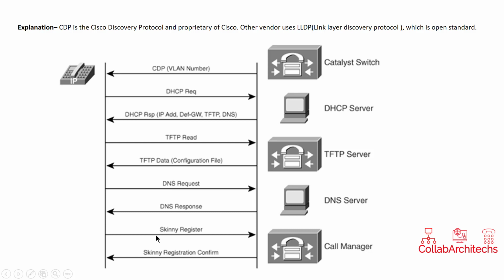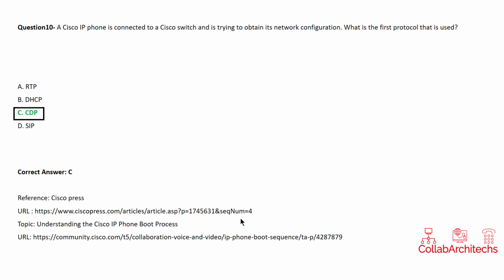Then if the IP phone firmware is SCCP, then skinny register will happen, and if it is SIP, then SIP will happen. SIP messages will be communicated between the IP phone and the call manager. So the correct answer for our question is CDP, which is Cisco Discovery Protocol. Option C is the correct answer for this question.